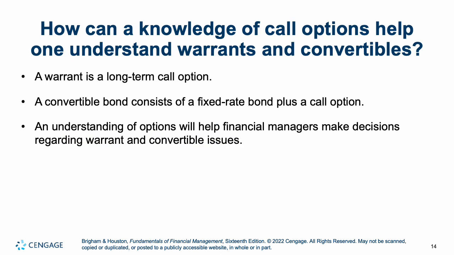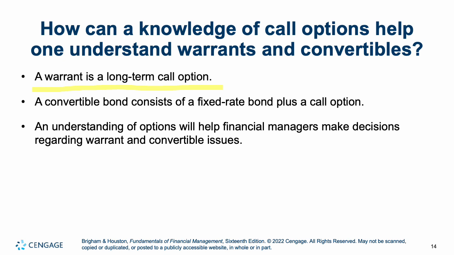So how can a knowledge of call options, and we talked about options already a bit in this class, help you understand what are known as warrants and convertible bonds? A warrant is a long-term call option. Remember, a call option is the right to buy a stock at a certain price, and generally calls are when you think the stock is going to go up.